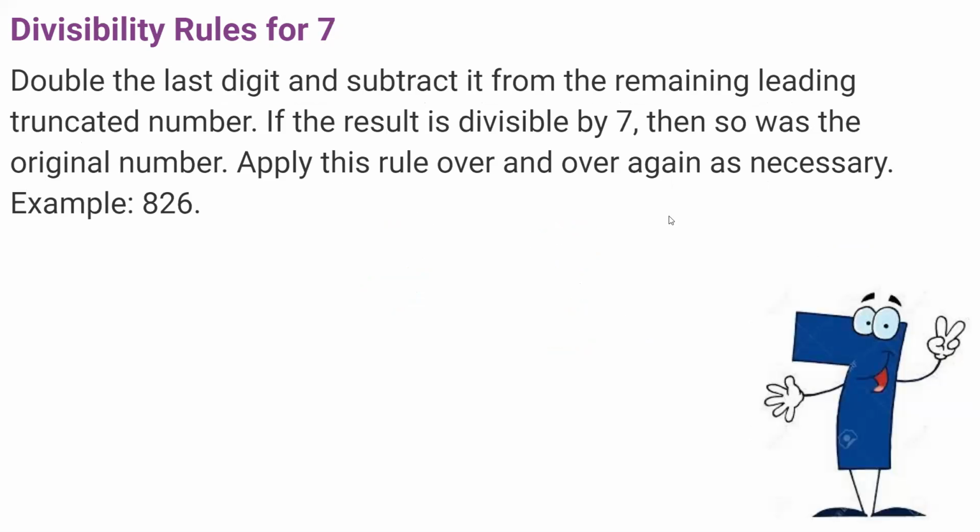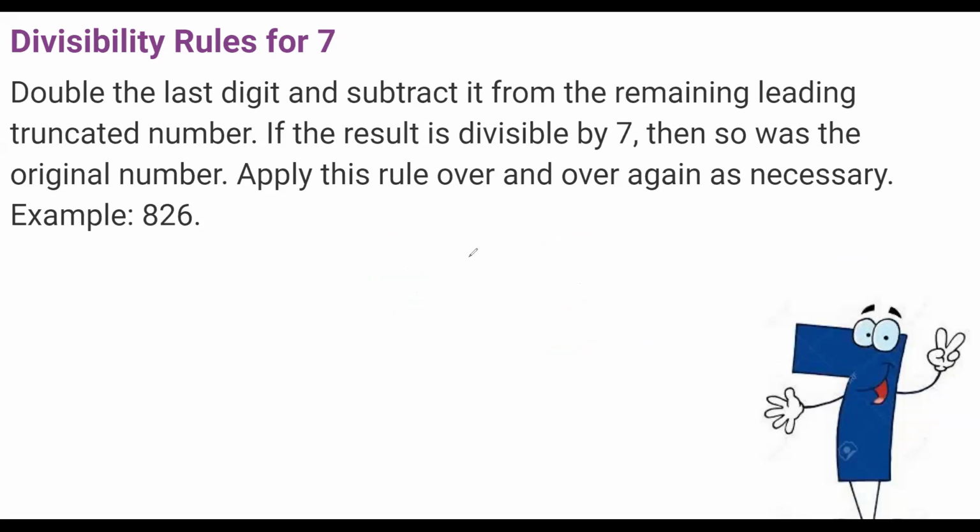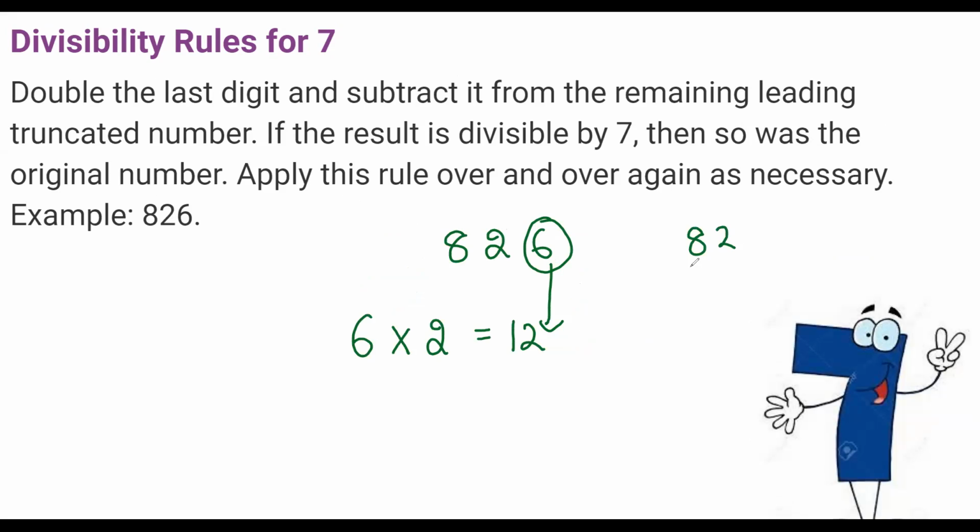That is not taught in the school, but this is a very, very handy method and it can work wonders for you. Let's try a number like 826. So this number you multiply it by 2 or double this number. How much you got? 12. Now you do 82 minus 12. How much you got? 70.